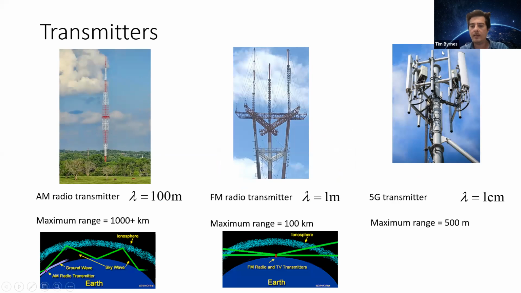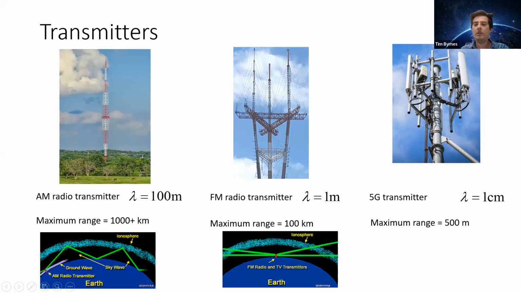Mobile phone transmitters, which are much more compact. But the trade-off is that the range is quite different. So for AM radio, all we have to do is build one of these giant things, and then that will propagate to very long distances. Whereas for mobile phones, you need to have lots of these things.